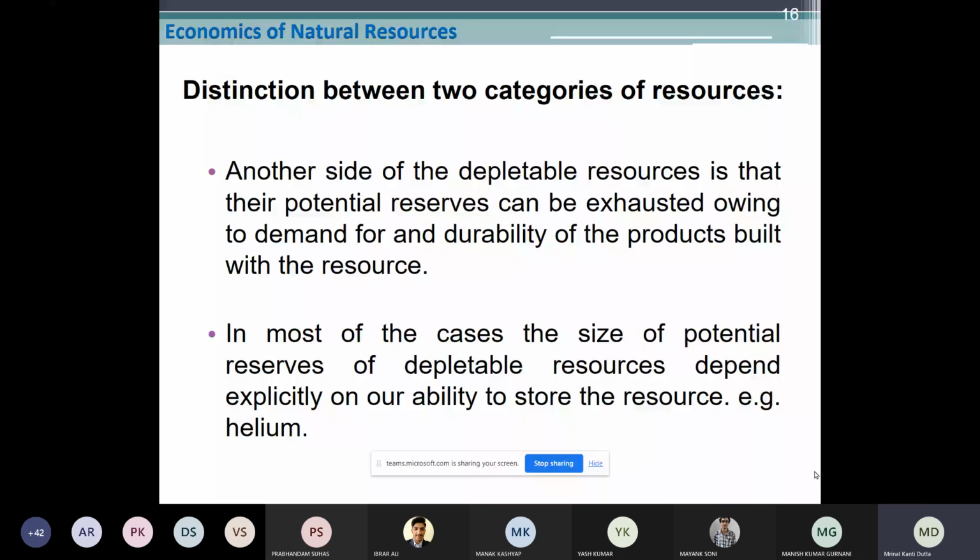Another issue is the capability of us to store a particular resource. So whether we are able to explicitly store the resource or not. For example, helium gas. Of course, this is not feasible actually. Gaseous products you cannot store as such, but many other products you can store. So if you store a particular product, its life gets extended, so it is available for a longer period of time. So our ability to store the resource also decides whether we can increase the size of the potential reserves of any depletable resource or not.